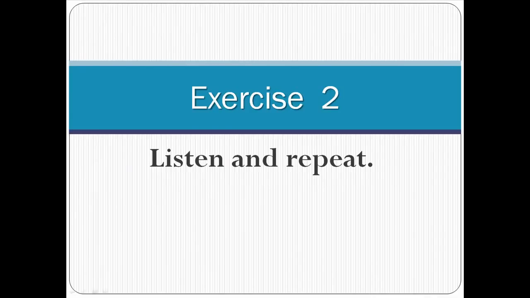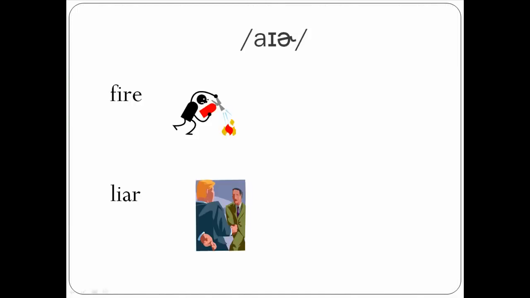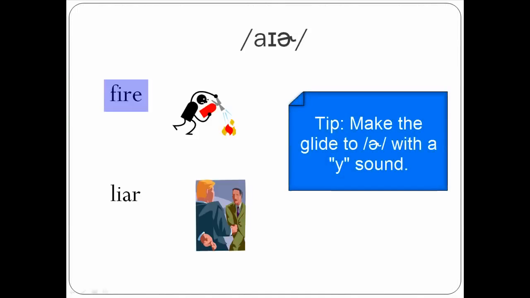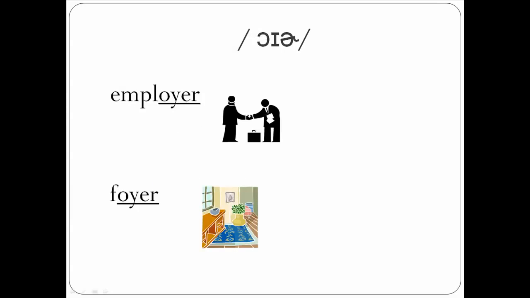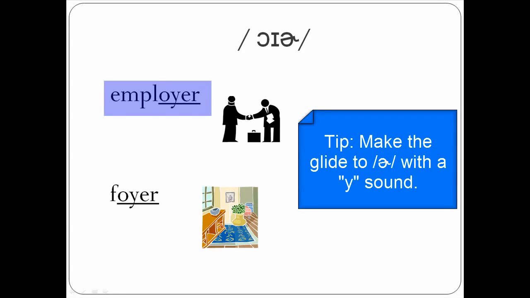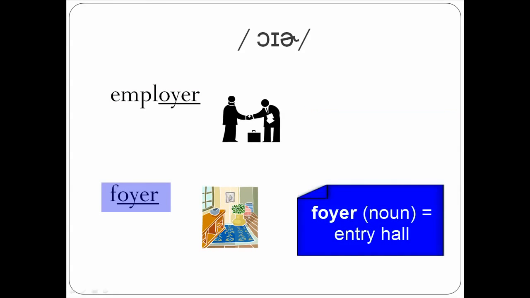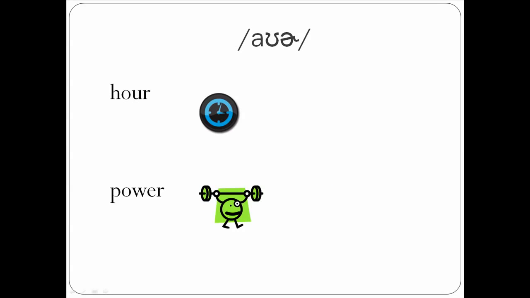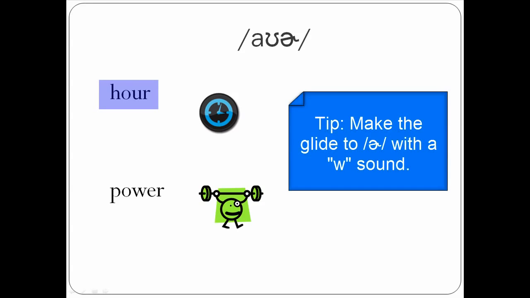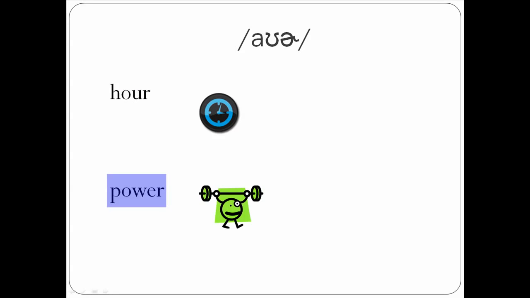Exercise 2. Listen and repeat. Let's practice ire, as in fire, liar. Now try the triphthong oyer, as in employer, and foyer. And finally the triphthong hour, as in the word hour. Now say power.